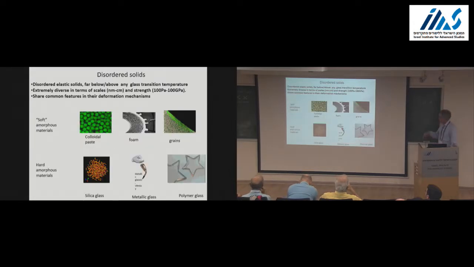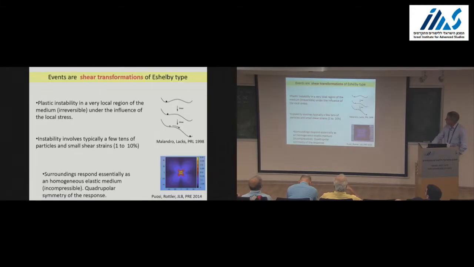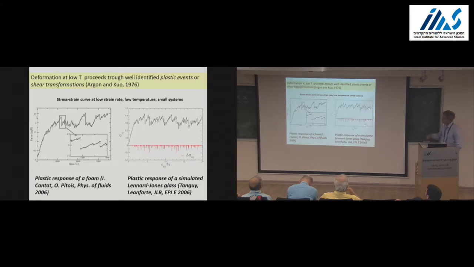So disordered solids can be metallic glasses, like Alan Needleman was describing, but they could also be foams or colloids, and things are quite universal in terms of the description of the flow, even if they have very different hardnesses or length scales. As we have seen already, if we look closely at the stress-strain curve, if we magnify it enough or take a small enough sample, we see the wiggles or fluctuations that Alan Needleman was mentioning.